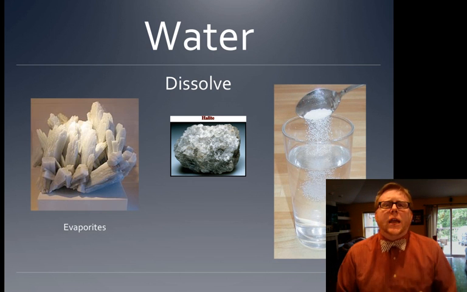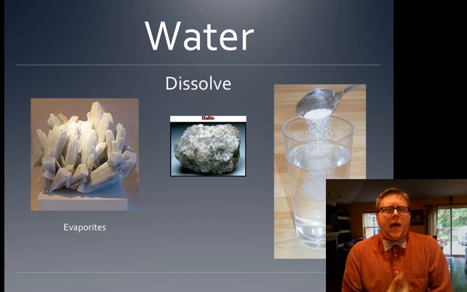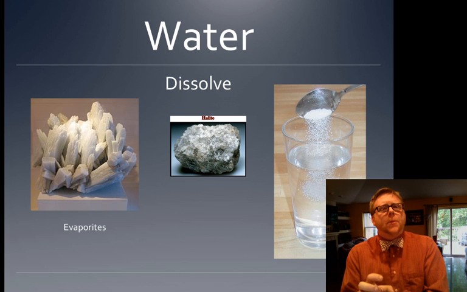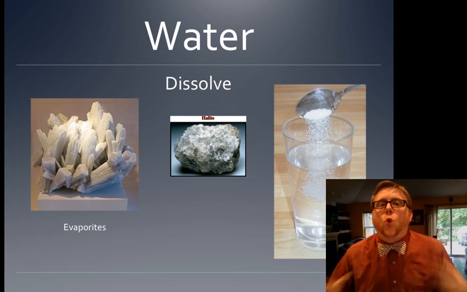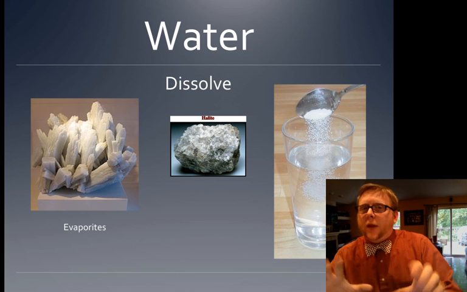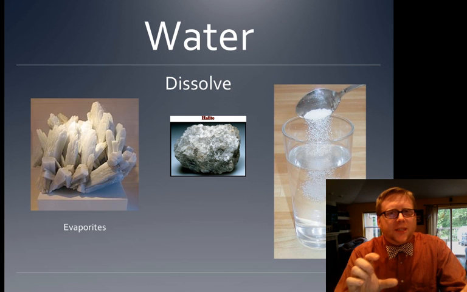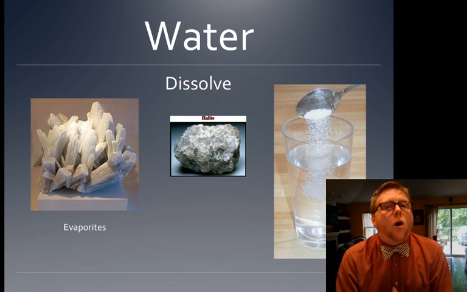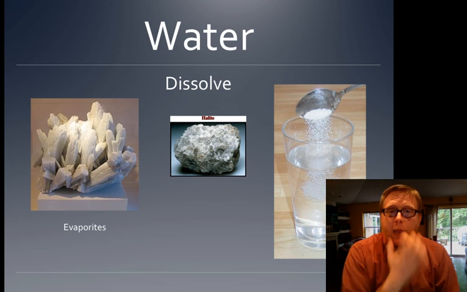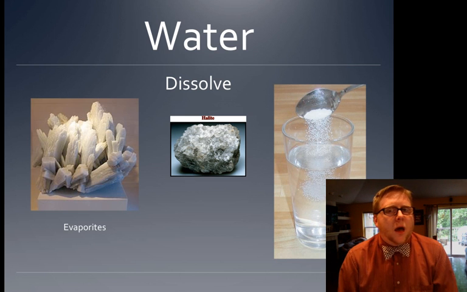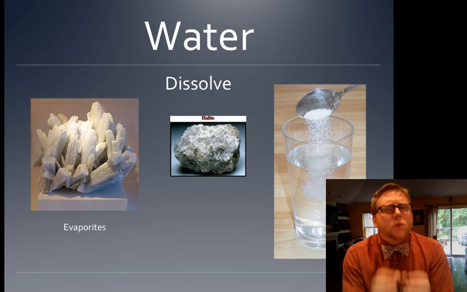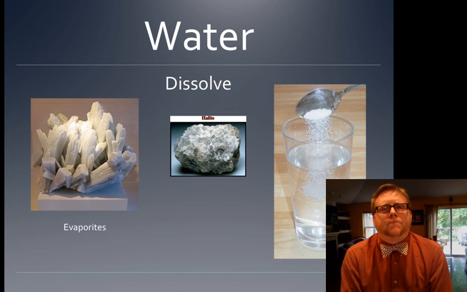So let's look at how we can change those chemicals to create chemical weathering. In physical weathering, we saw water played a huge role. If you remember, we had two charts where water was on both sides, because water plays a huge role also in chemical weathering. It does a process called dissolving.